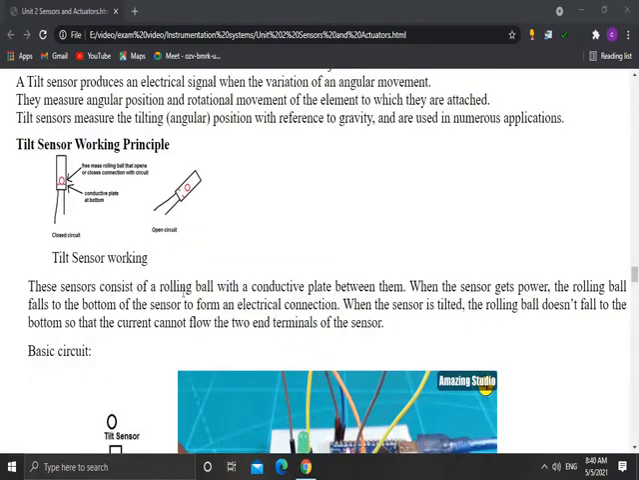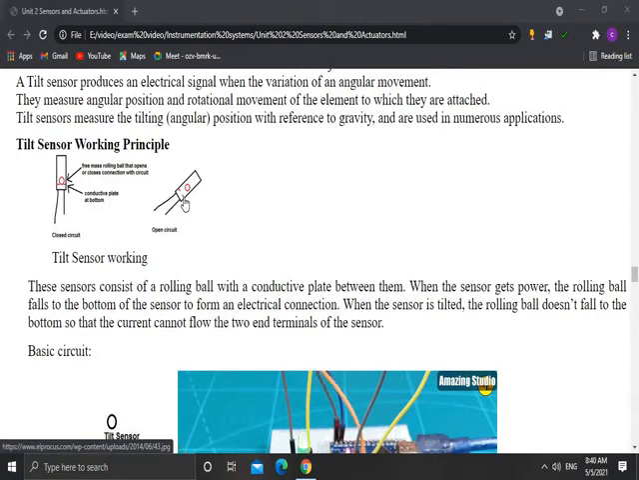A tilt sensor consists of a rolling ball with conductive plates between them. See in this example you can see the symbol of a tilt sensor. In the tilt sensor, there is a rolling ball. So this rolling ball will move in this tilt sensor. You can notice that here the metal contact is not completed. When this rolling ball falls on this metal plate, then only the contact of this plate to this plate is completed.